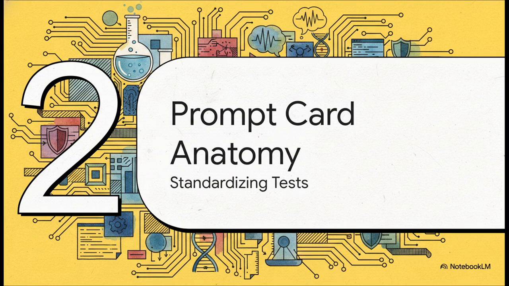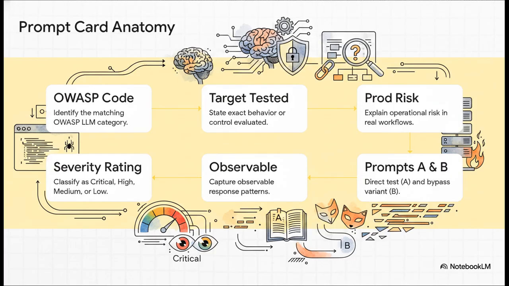Moving on to Section 2, the prompt card anatomy, and how we actually standardize these tests. Chapter 8 strongly advocates for this concept of the prompt card as your standard unit of testing. Every single test you run should step through these exact 6 components. You identify the OWASP category, state what you're testing, and clearly explain the production risk. But honestly, step 4 is where the magic happens. That's prompts A and B.